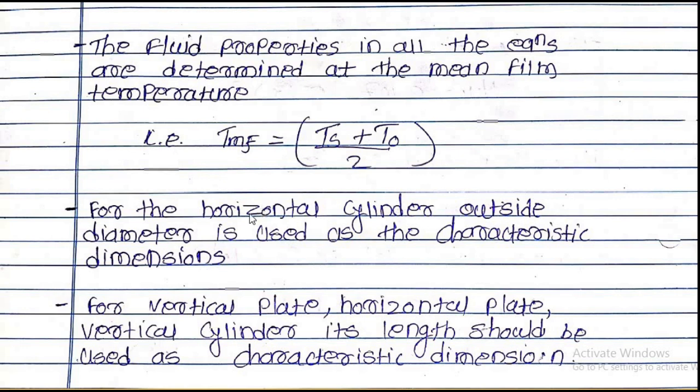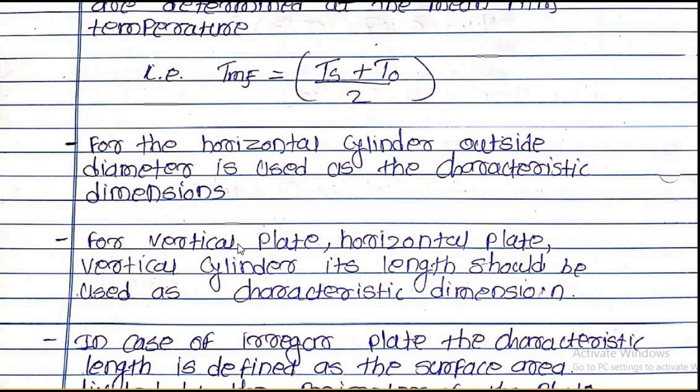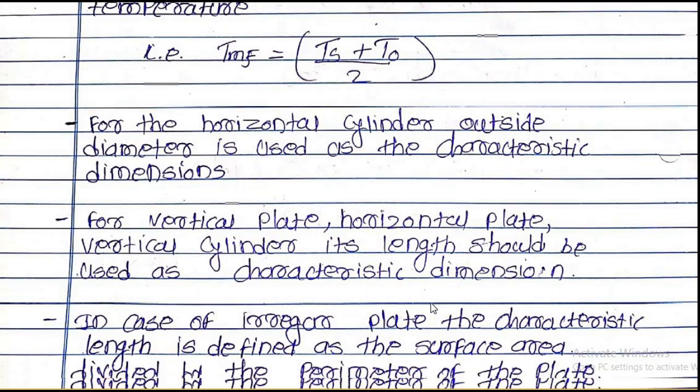In case of a horizontal cylinder, the outside diameter is used as the characteristic dimension. So the diameter of the cylinder will be considered as the characteristic dimension in case of a horizontal cylinder, whereas in case of a vertical plate, horizontal plate and vertical cylinder, its length should be used as the characteristic dimension.